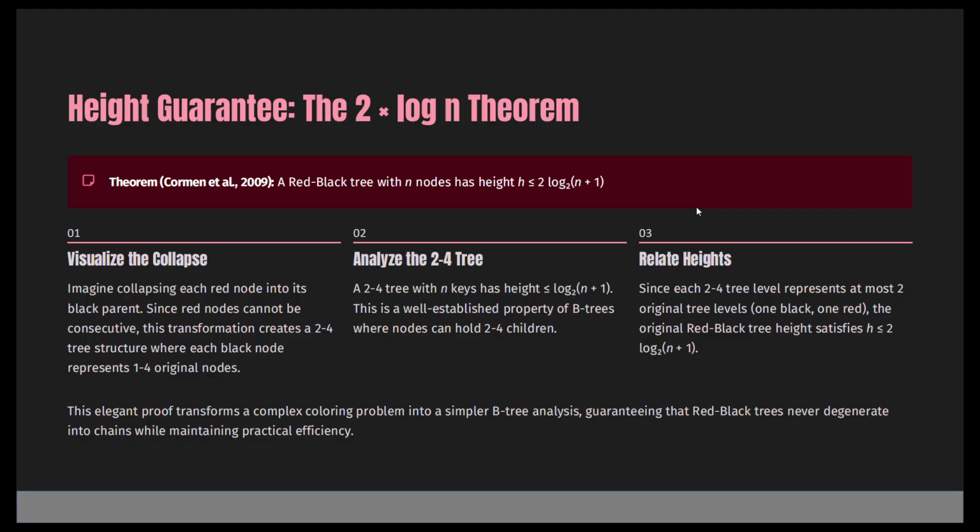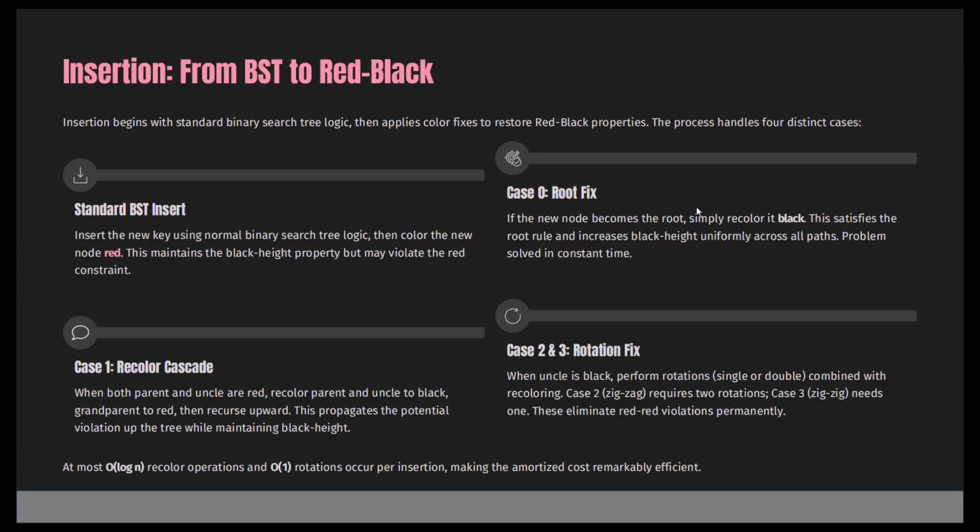This creates a structure similar to a 2-4 tree. Second, we analyze this 2-4 tree. A 2-4 tree with n keys always has height less than or equal to log base 2 of n, plus 1. Third, we relate this back to red-black trees. Each level of the 2-4 tree corresponds to at most 2 levels in the red-black tree, so the height becomes at most twice the logarithm. This proves that a red-black tree can never become a long chain like a normal BST.